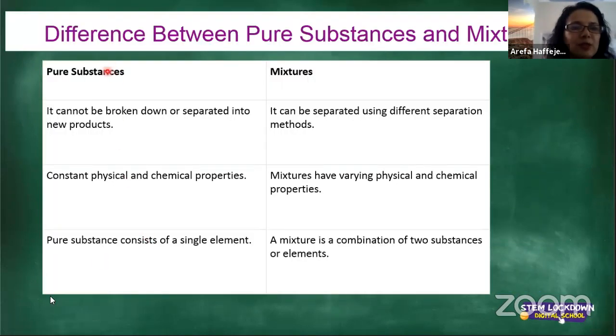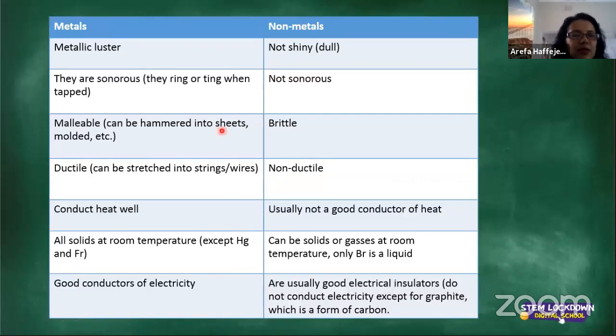Okay, so the differences between pure substances and mixtures. A pure substance cannot be broken down or separated into new products by physical methods, while mixtures can be separated using different separation methods. A pure substance has constant physical and chemical properties, while mixtures have varying physical and chemical properties. Pure substances consist of a single element or compound, while mixtures are a combination of two or more substances or elements.